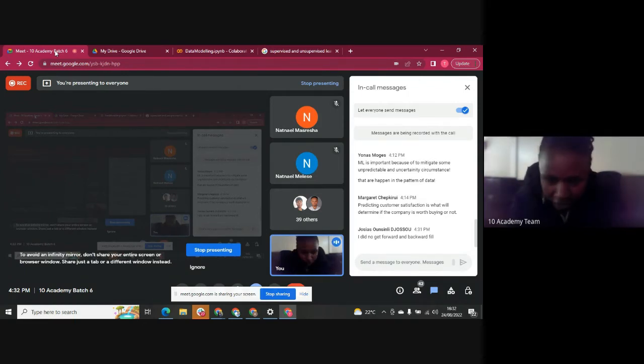Because I'm talking a lot, I don't know if there's anyone who has understood what forward and backward fill is. Maybe we can get another definition from someone else who has understood the difference between forward and backward fill. Can I get volunteers to explain this to Josias? Or maybe, Josias, if you speak up, what exactly have you not understood, or what have you gotten with the forward and backward fill methods given by pandas? Josias?